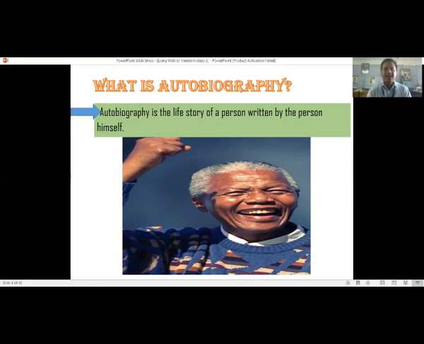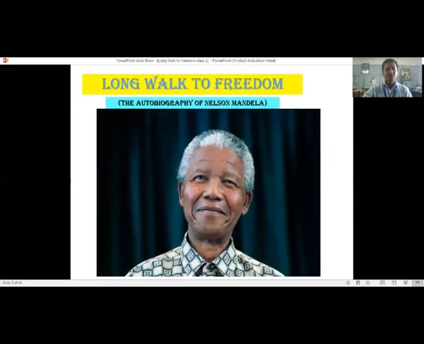An autobiography is the life story of a person written by the person himself. So you can see an autobiography is a book. It tells the life story of a person. The life story is written by the person himself or herself. So you find Long Walk to Freedom, as it is an autobiography. It is written by Nelson Mandela himself. Long Walk to Freedom, the autobiography of Nelson Mandela.